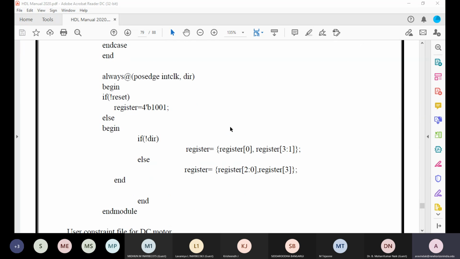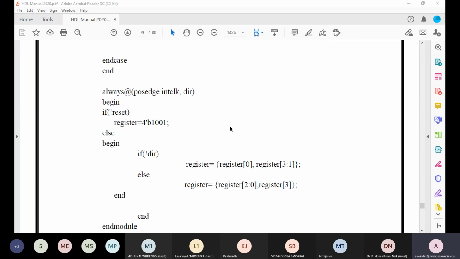Now coming to the last part. Always at positive edge int clock comma direction. Positive edge of the int clock there. Begin. If not reset, then register is 4'b1001. Now remember those two windings where I had written 1100 and 0011, plus plus minus minus or minus minus plus plus. Only then both the windings will be energized. Now you can see in this particular default value of a register it is 1001.